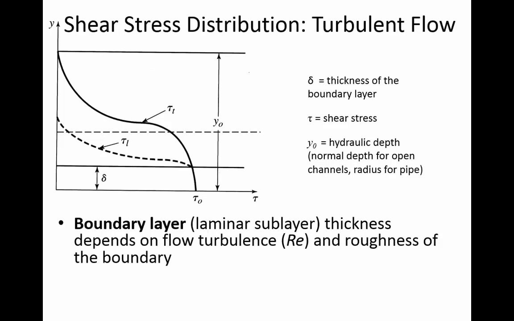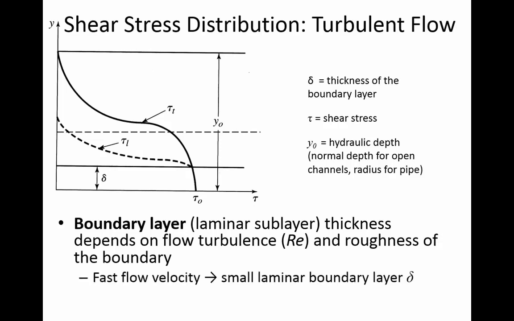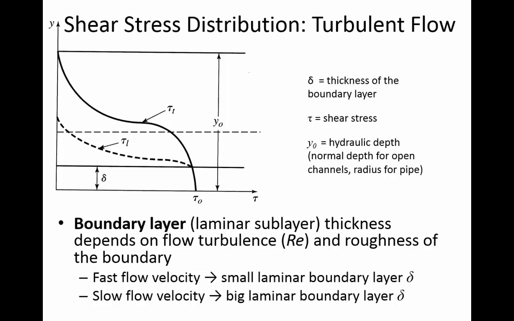The faster the water is going, the smaller the boundary layer will get. The boundary layer decreases as the velocity goes up. So fast velocity means you have a small laminar boundary layer. Slow velocity means that it's big.